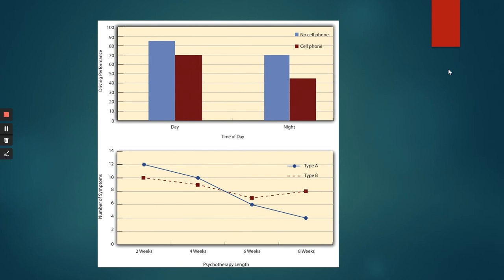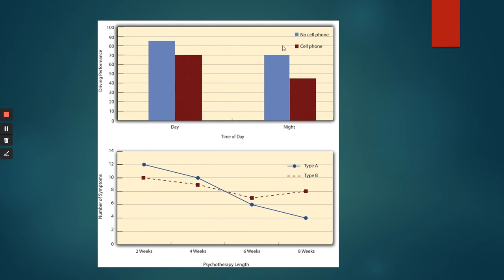So I'm looking at this, and I'm keeping in mind that there is a main effect for time of day, so these bars are going to be lower anyway. And to me, it looks like there's an interaction. It looks like while there's an effect for people to be poorer drivers at night, there's a bigger drop for people who have cell phones at night. So there seems to be an interaction.